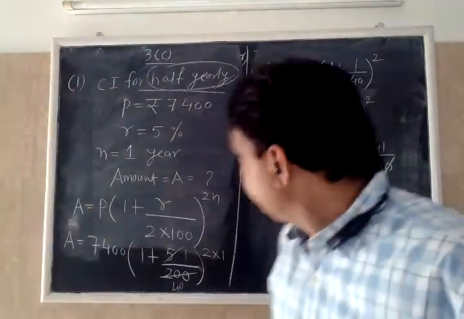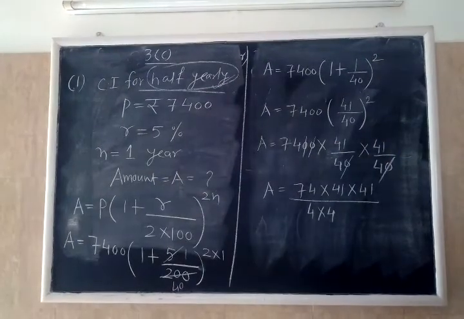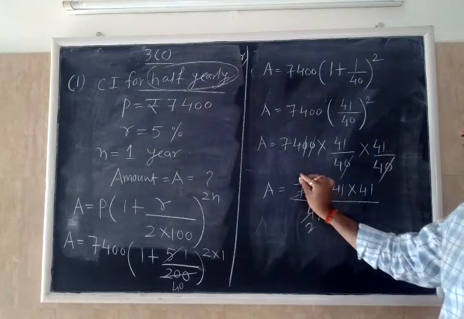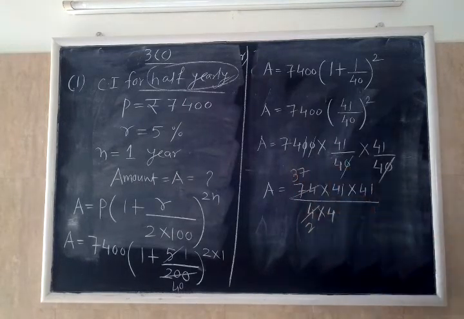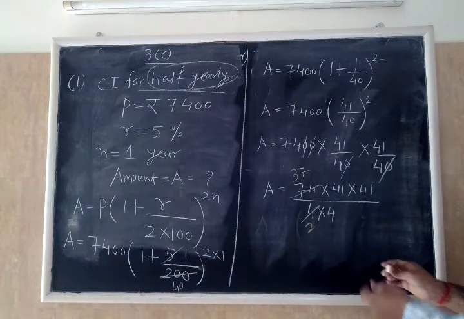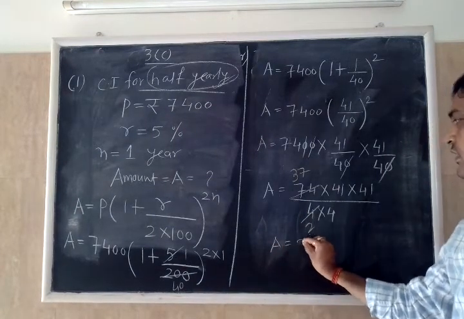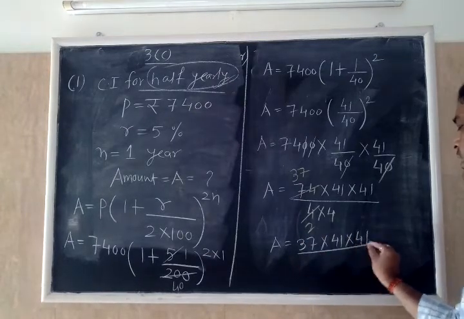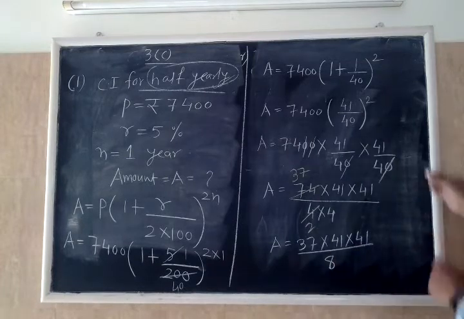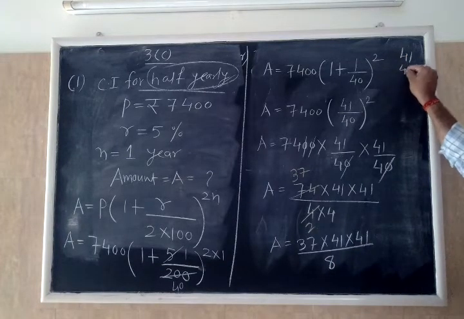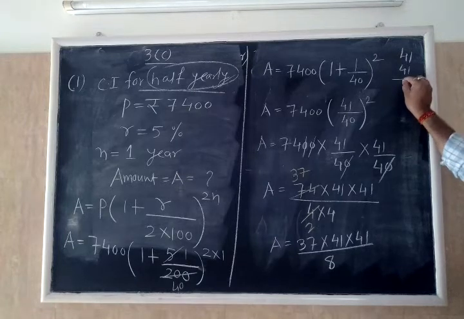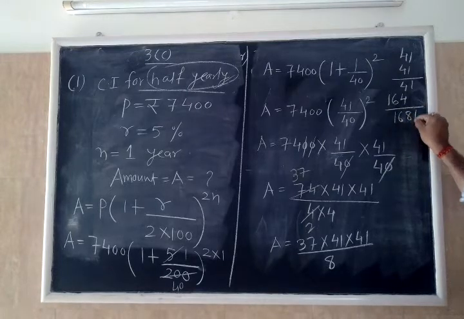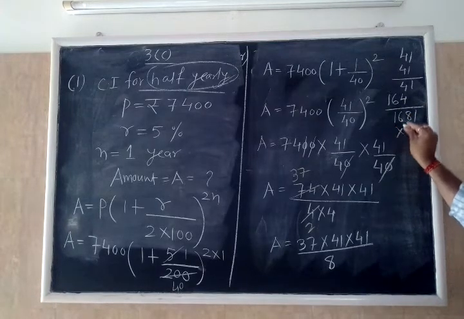Cancel them, tell me. Yes, 4 2s are 8, then 2 3s are 6, 37. So A is 37 into 41 into 41 upon 2 4s are 8. So multiply 41 into 41. 1 1 is 1, 4 1s are 4, 4 4s are 16. 1681. 1681 multiplied with 37.